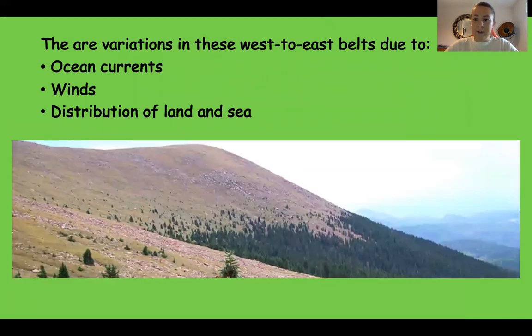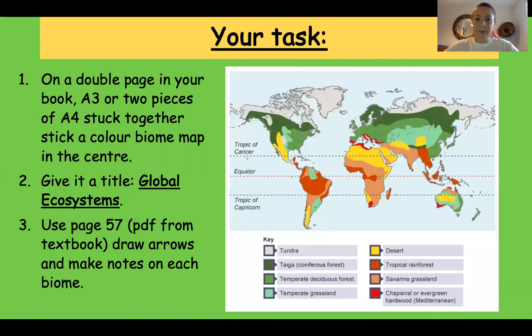And then next lot of notes, there are variations in these west-east belts due to, first of all, ocean currents, second of all, winds, third of all, distribution of land and sea. So make sure we've got all those notes down. Okay, so that's it for notes for this lesson.